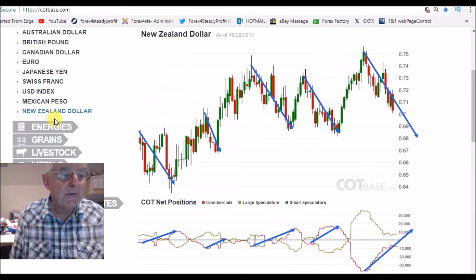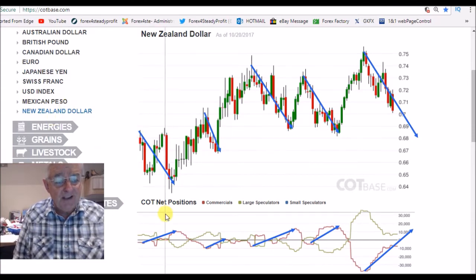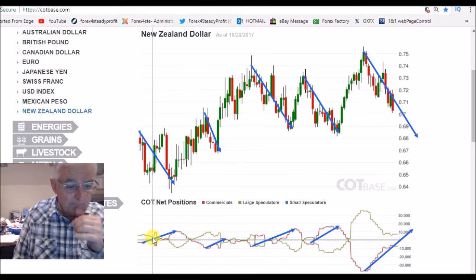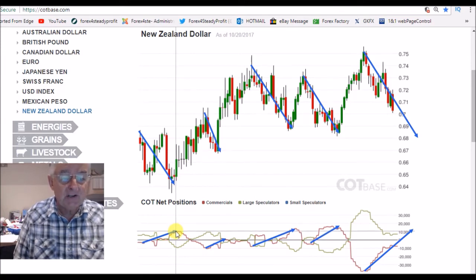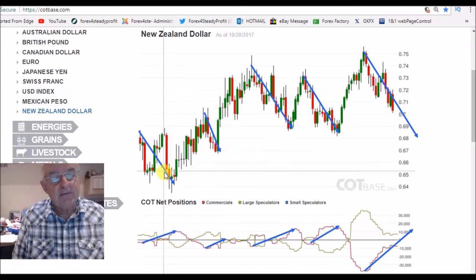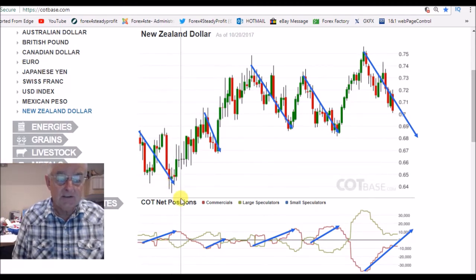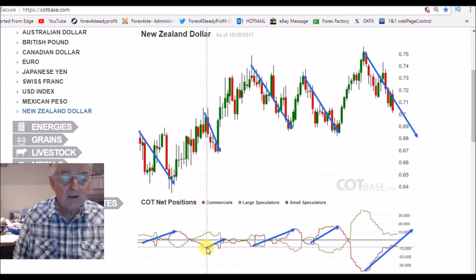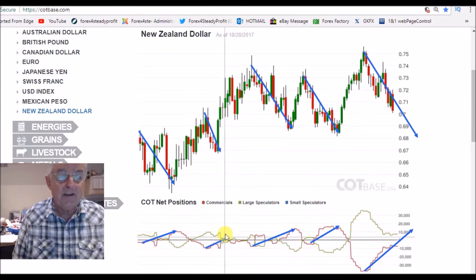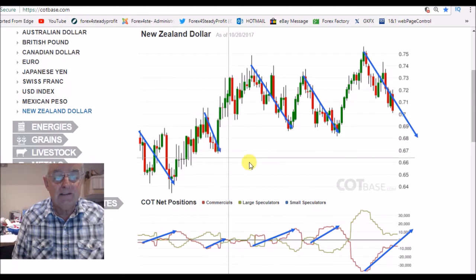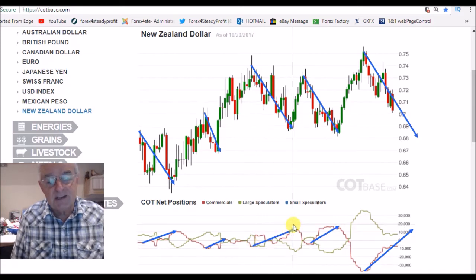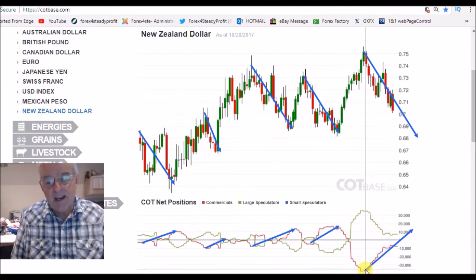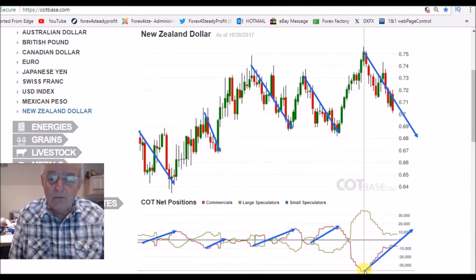Right, so this is the last currency, the New Zealand dollar. As you can see, you get the commercials on the commitment of traders go to a fresh high here, and you get a fall off in the price of the New Zealand dollar. Again, you make a fresh low there up to a fresh high, and you get a fall off in the price of the New Zealand dollar. Again there, same story here, same story, and now we have an oversold extreme.